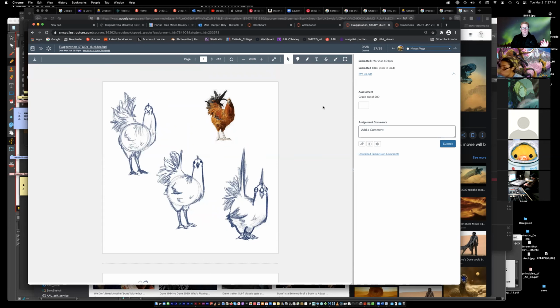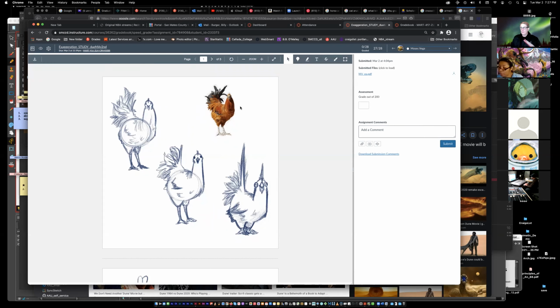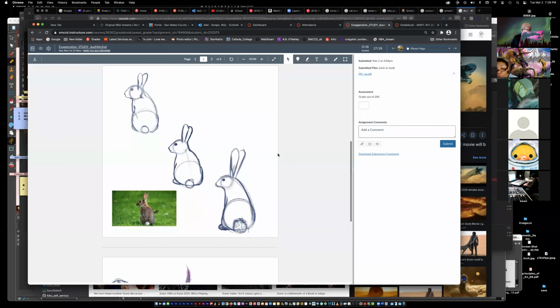All right, so this is good. I appreciate the reference right there. And the exaggeration is good. And remember too that in real life, there's some crazy looking roosters out there. There's some crazy looking chickens. Like their genetic variability is out of control.